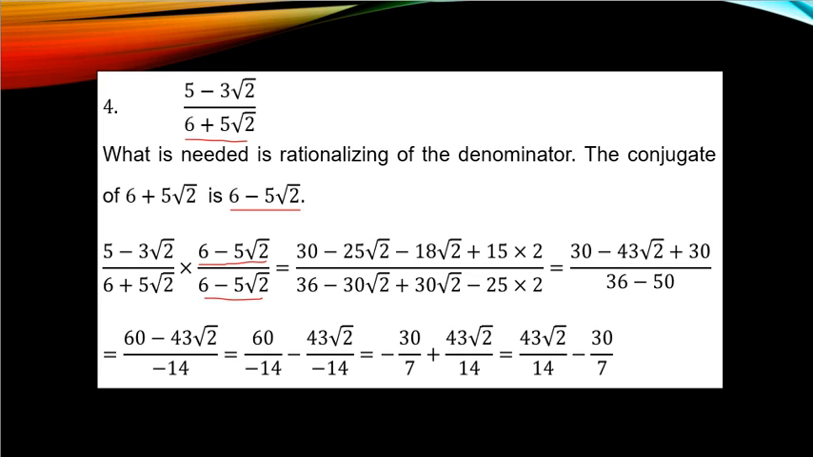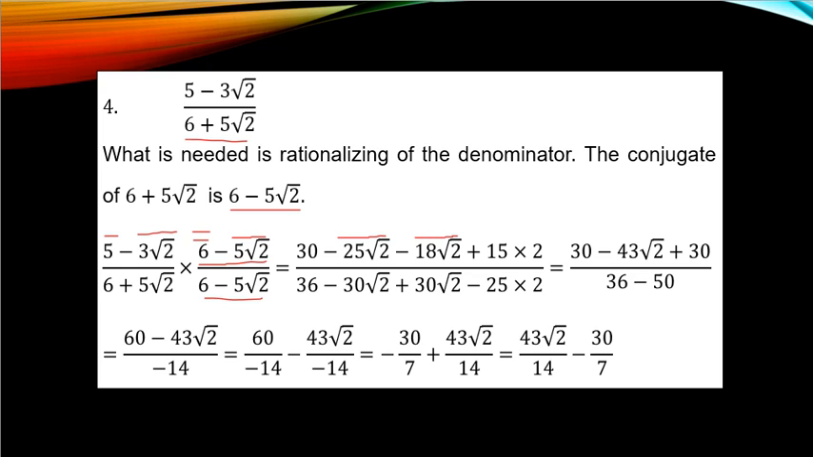So you have 5 multiply 6, that is 30. The same 5 multiply minus 5 root 2. So you have 5 times minus 5, that is minus 25, then root 2. Then the second term, minus 3 root 2 multiply 6. Minus 3 times 6 is minus 18, then you have root 2.